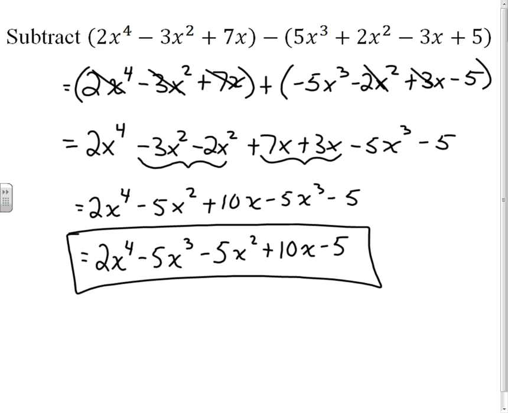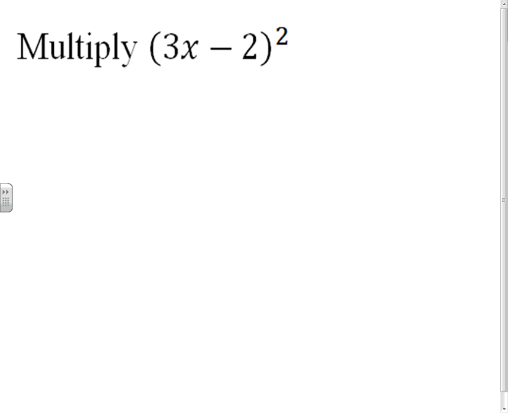All right, let's look at two multiplication problems. Okay, so first I have 3x minus 2 quantity squared. So you're thinking, where's the multiplication problem? Well, if you know 8 squared means 8 times 8, which is 64, so 3x minus 2 squared means 3x minus 2 times 3x minus 2. Now this is a binomial times a binomial. So you can use what's called FOIL.